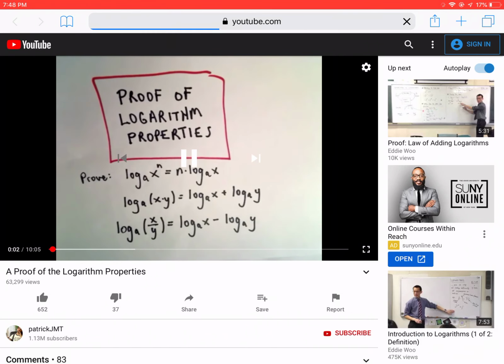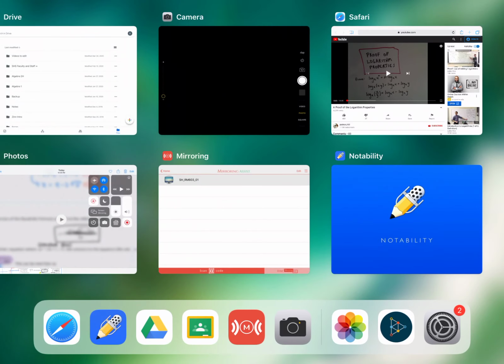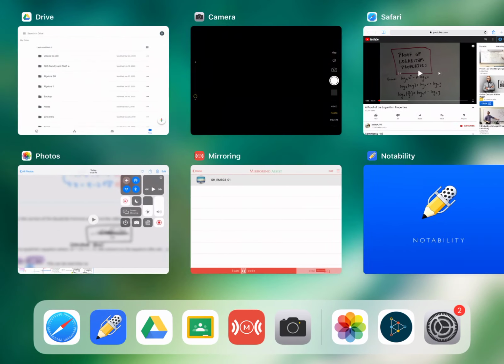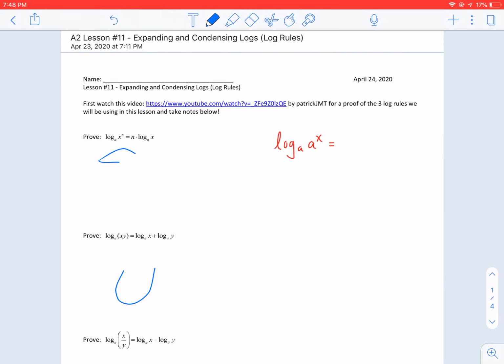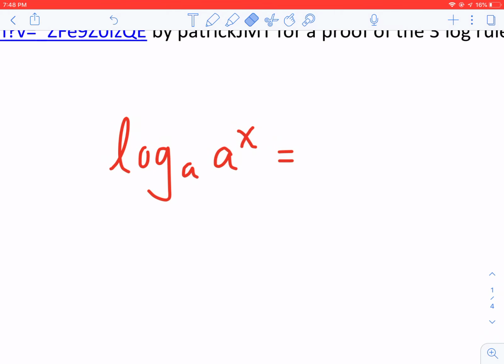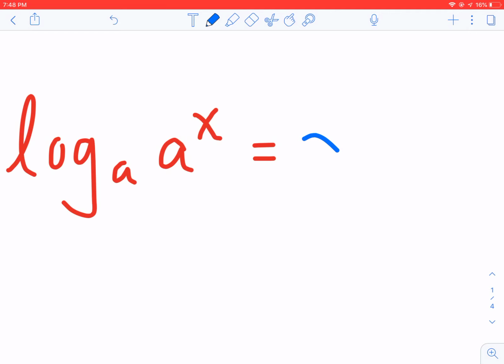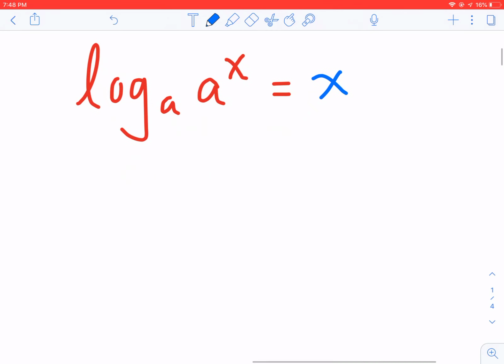So in dealing with logarithms, there are these three log rules we'll be proving. Take a look at that video and write down the notes for the three proofs over here, here, and here. In the proofs, he uses this fact: log base a of a to the x is equal to x. Hopefully we all know that, because this is asking what power of a is equal to a to the x. The answer is x, because a to the x equals a to the x.